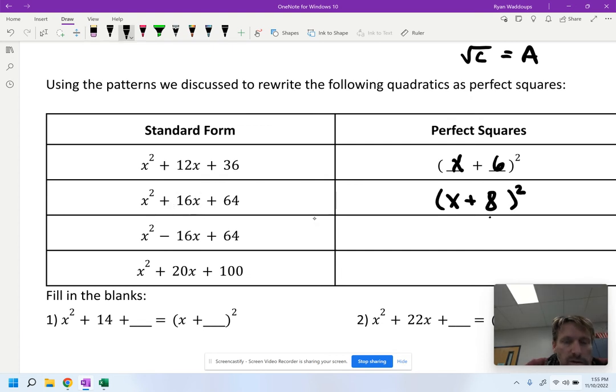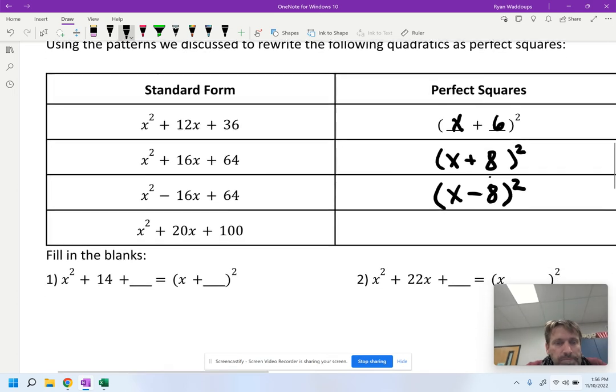And another way to think about it is that I'd take half of that number. That's what it's going to be. So in this case, it's going to be x minus 8 squared, because 16 in this case is negative. And for the one down on the bottom, x squared plus 20x plus 100, half of 20 is 10. So I'm thinking it's going to be x plus 10 squared.